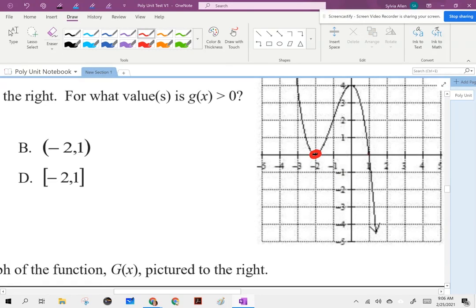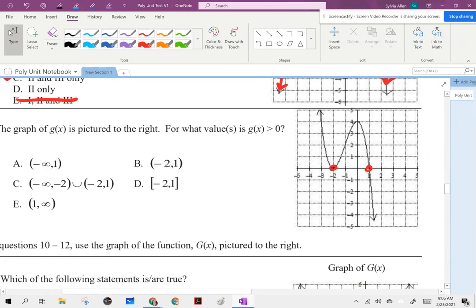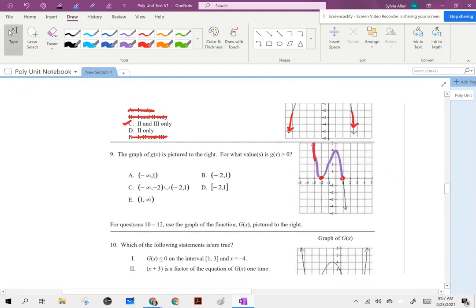That's an open circle, and that's an open circle. So if I were to color code this, it's going to be, well, wrong color here. It's going to be positive on this interval. So it cannot include the 0 because it doesn't say equal to.